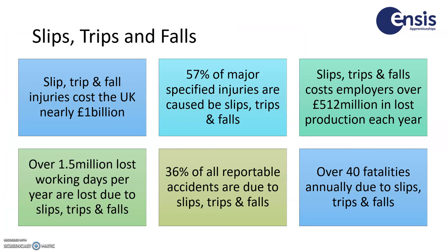So looking at common hazardous occurrences which happen in care. As you can see, slips, trips and falls are the most common injuries that you will get in the care sector. They cost the UK nearly £1 billion through paying compensation and through the loss of productivity. 57% of major specified injuries are caused by slips, trips and falls. Slips, trips and falls cost employers over £512 million in lost production every year.